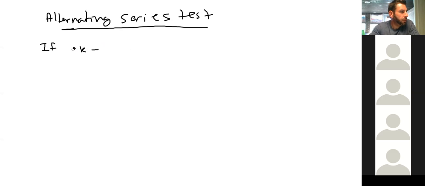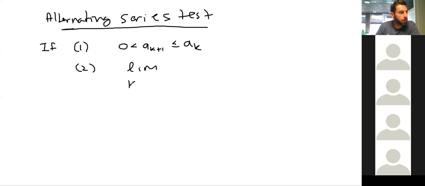So let me give you the three. Let me just write it in terms of two things. Let me write it like this. So if, first off, 0 is less than a sub k plus 1 is less than a sub k. If that's the case, basically this just says each term is getting smaller. And then the second condition is that the terms are going to 0. Then the series converges.